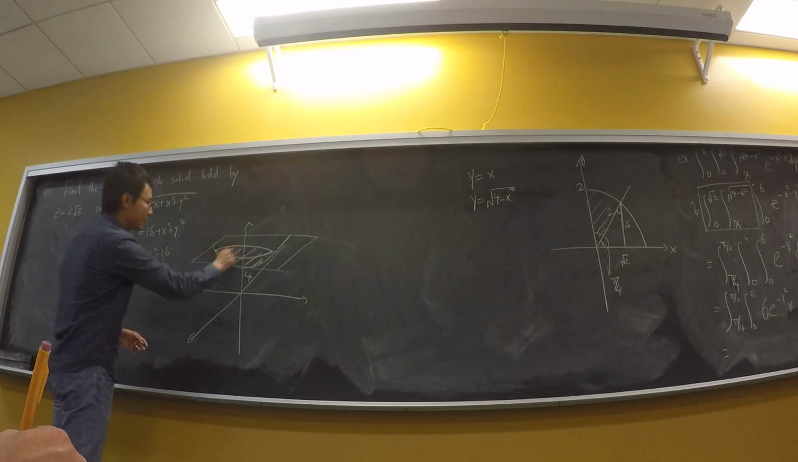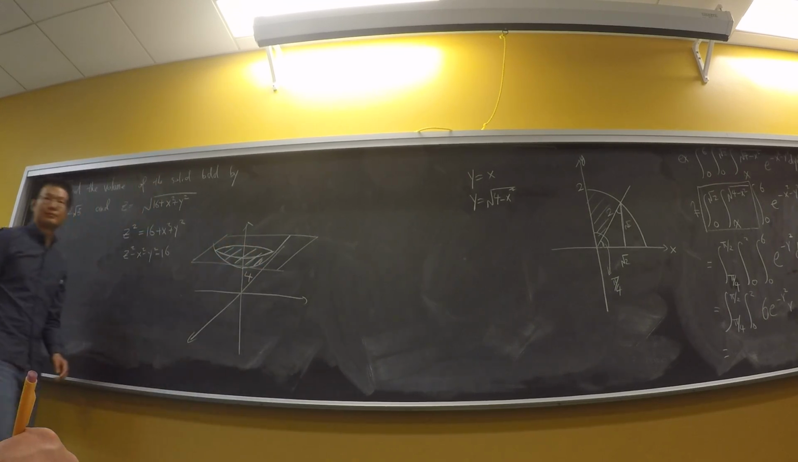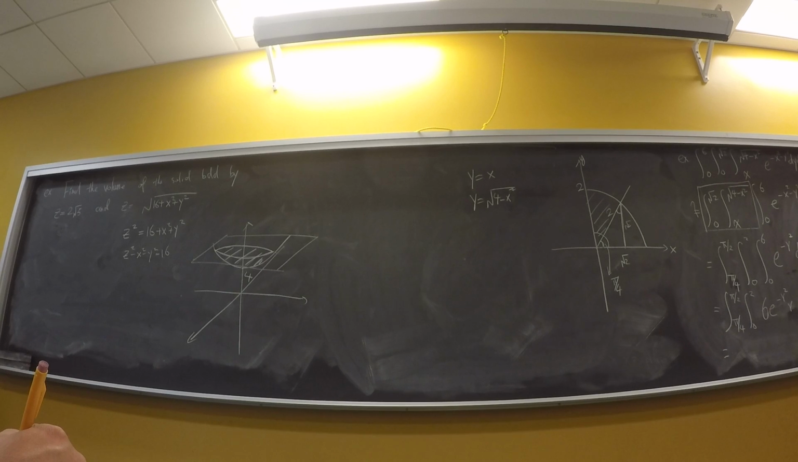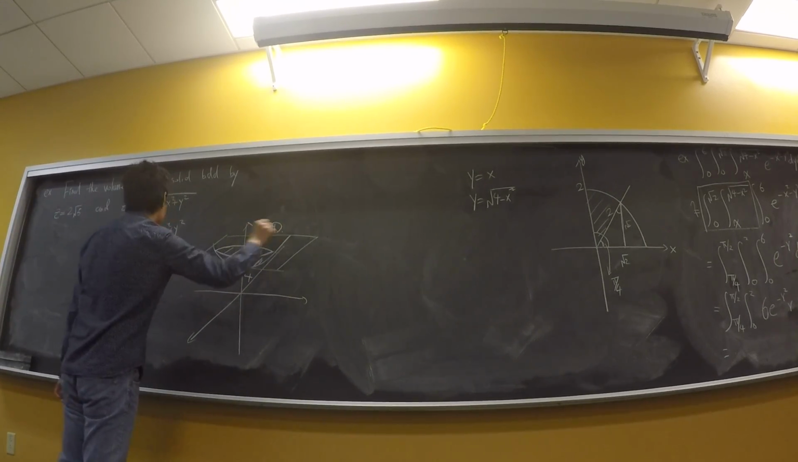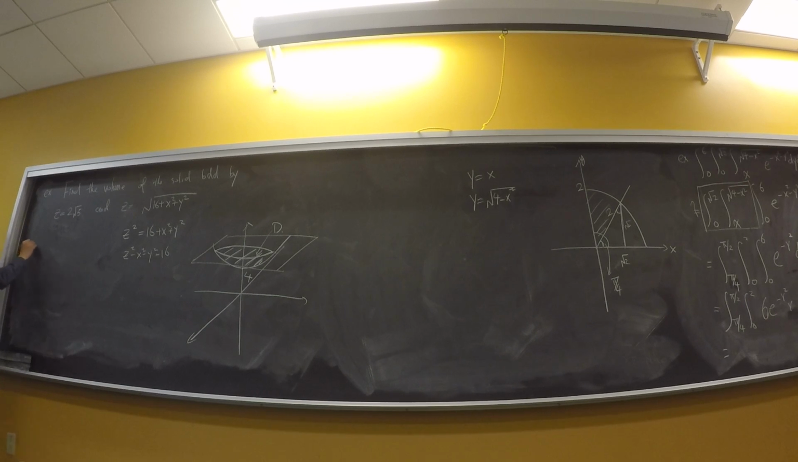So I want to find this volume. And we already talked about the application of triple integral. If I want to find the volume of a solid, let's call it D, I only need to take the triple integral over D of the integrand function 1. All right? This is going to be the volume.